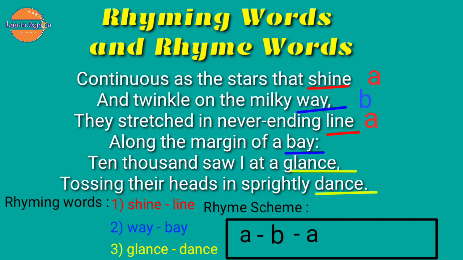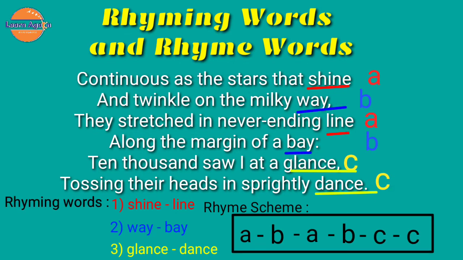The last word of the fourth line, bay, rhymes with the last word of the second line, way. Therefore, we will use B. Glance rhymes with the word dance. So here we will use the same letter C. Now let us see the rhyming scheme of this stanza, that is AB, AB, CC. It is similar to the first stanza.